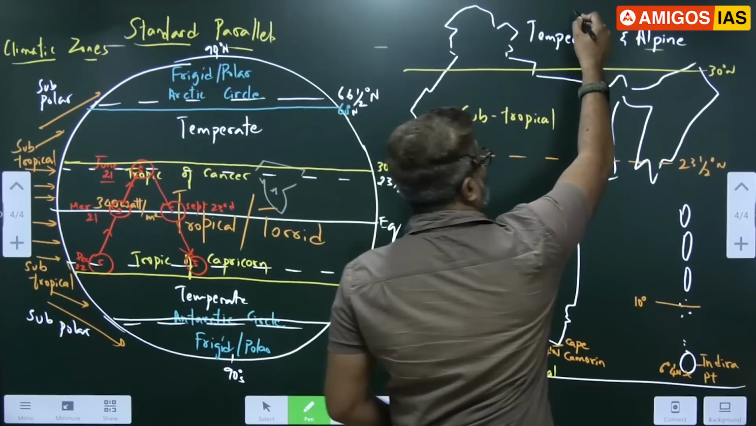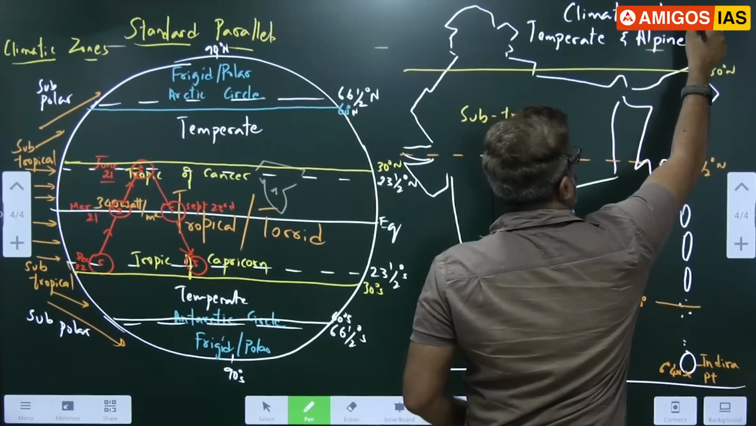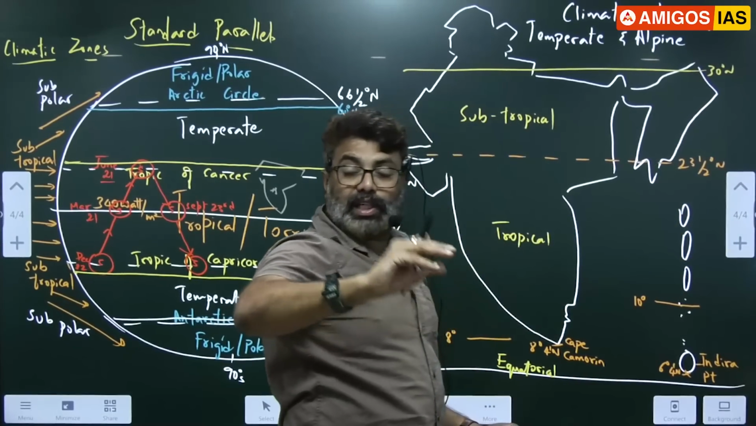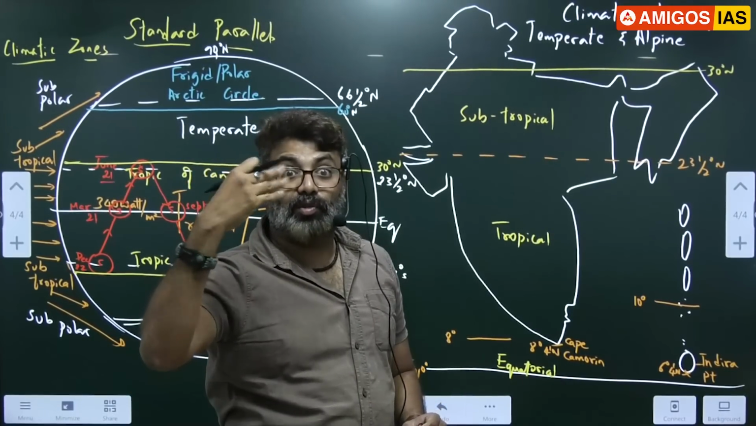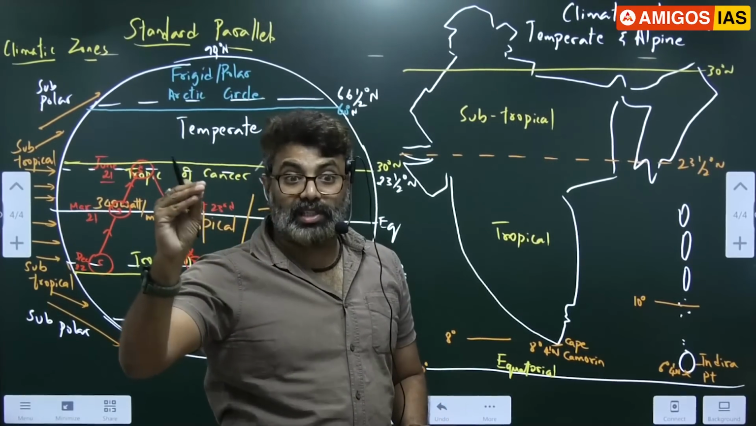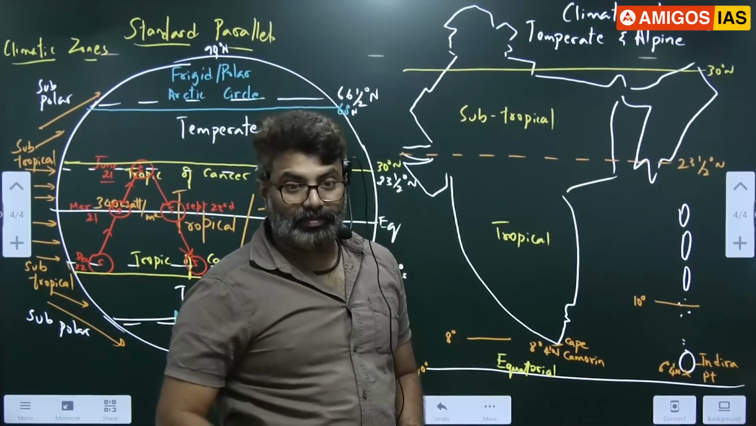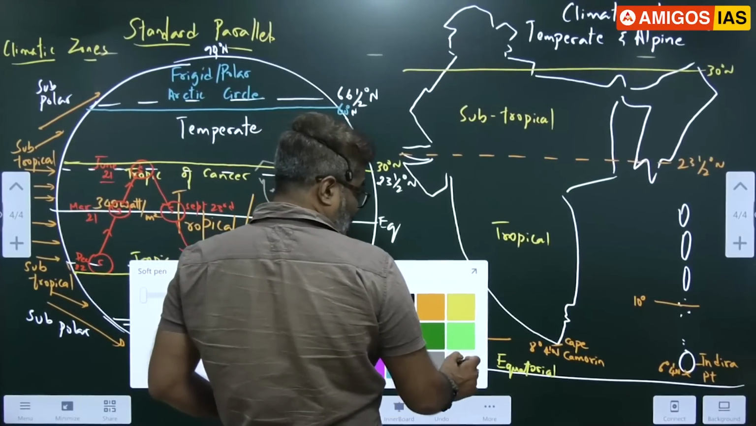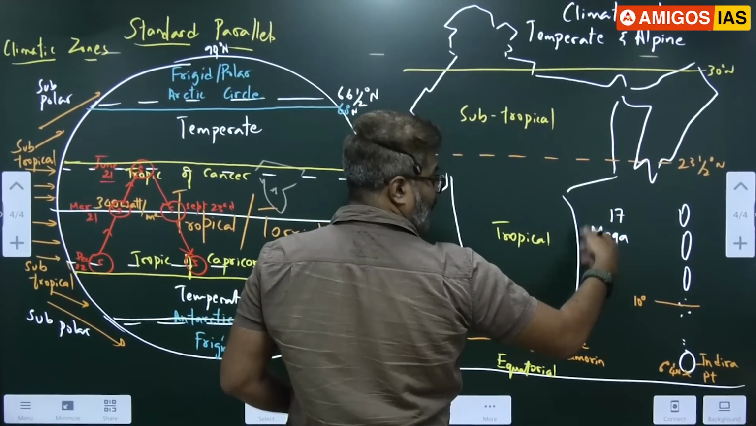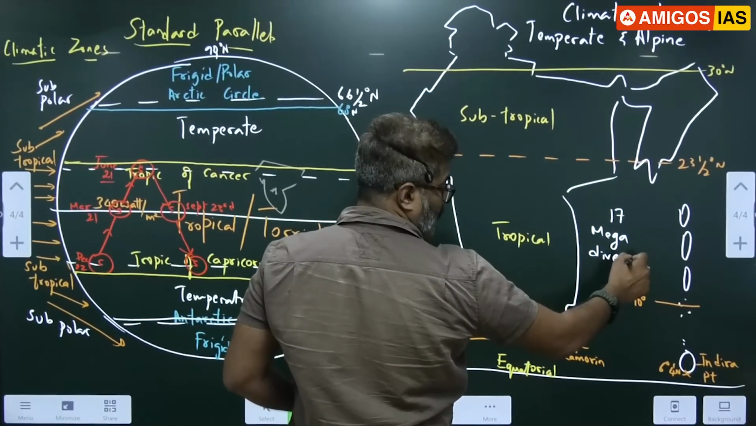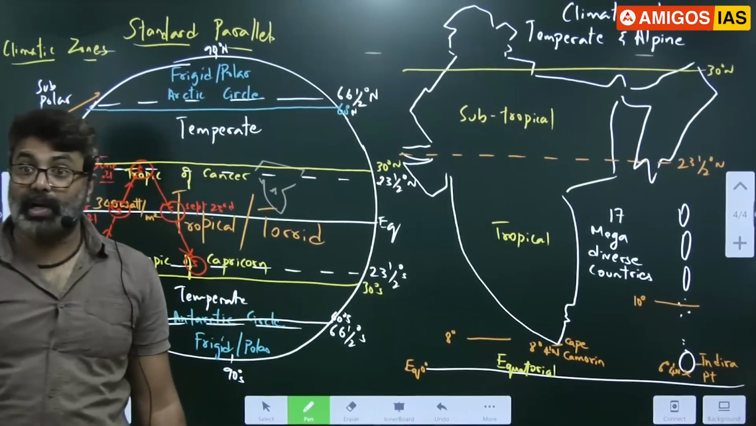Because of climatic diversity, India has what type of diversity? Climatic diversity also. Because of our climatic diversity, we have diversity in flora and fauna. This makes us one of the most diverse countries in the world. India is one of the 17 mega diverse countries in the world. How many mega diverse countries are there? 17 in the world. We are one of them. I'll write that here: 17 mega diverse. What is mega? Very high. India is one of the 17 mega diverse countries.